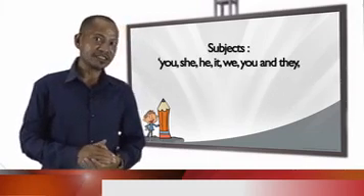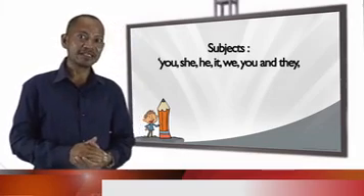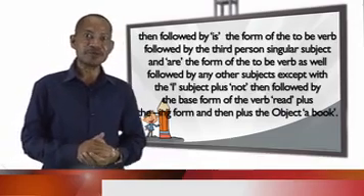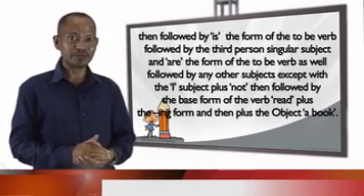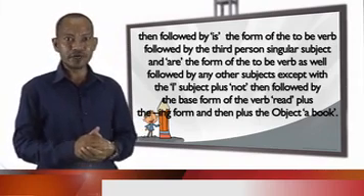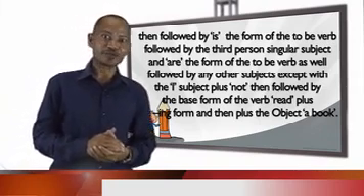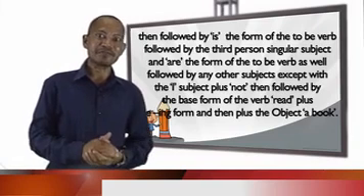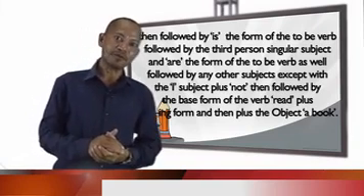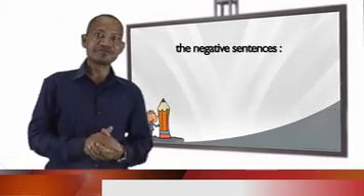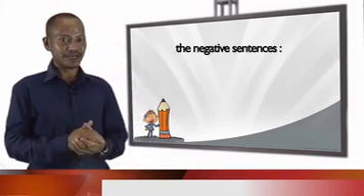The same thing also applies to you, she, he, it, we, you and they, who in this case are the subjects, followed by is, the form of the to be verb for the third person singular subject, and are, the form of the to be verb for any other subject except the I subject, plus not, then followed by the base form of the verb read, plus the ing form, and then plus the object, a book.